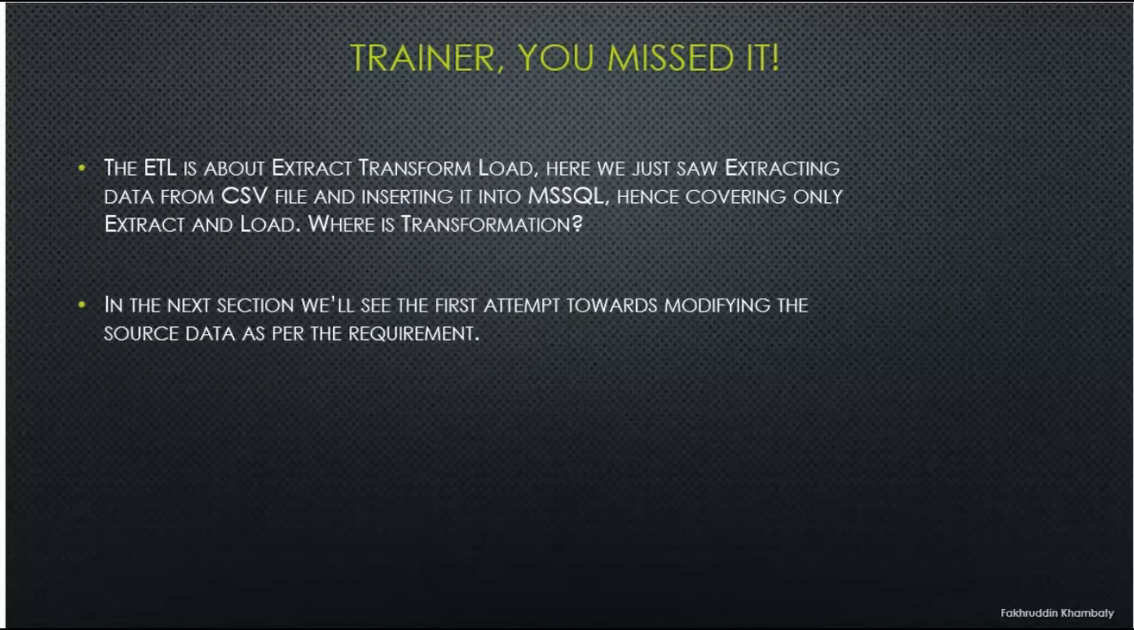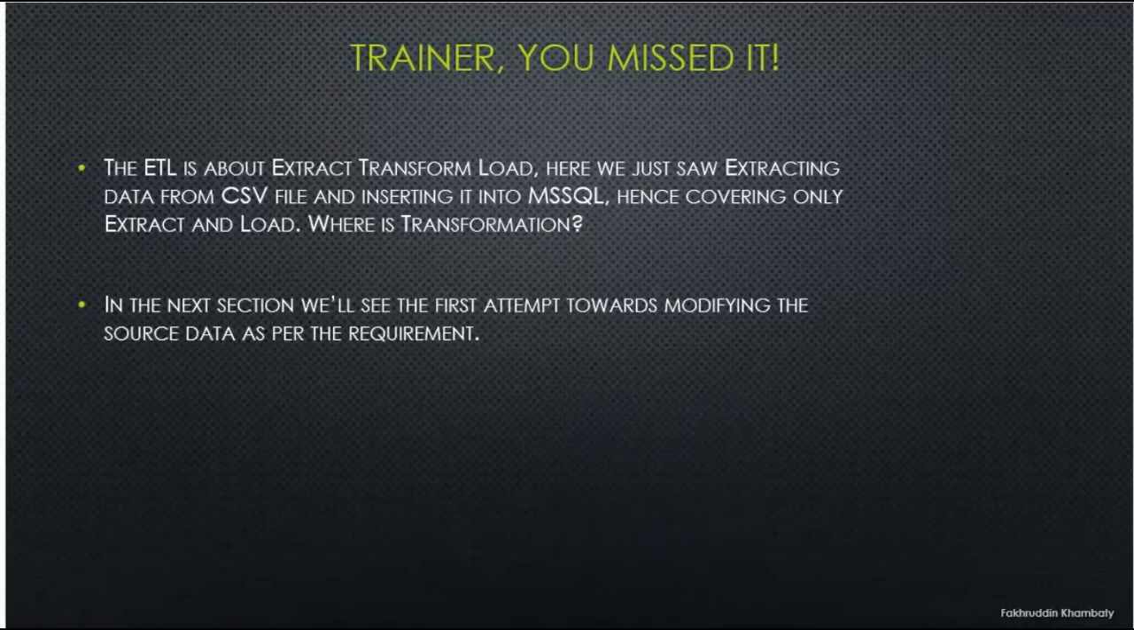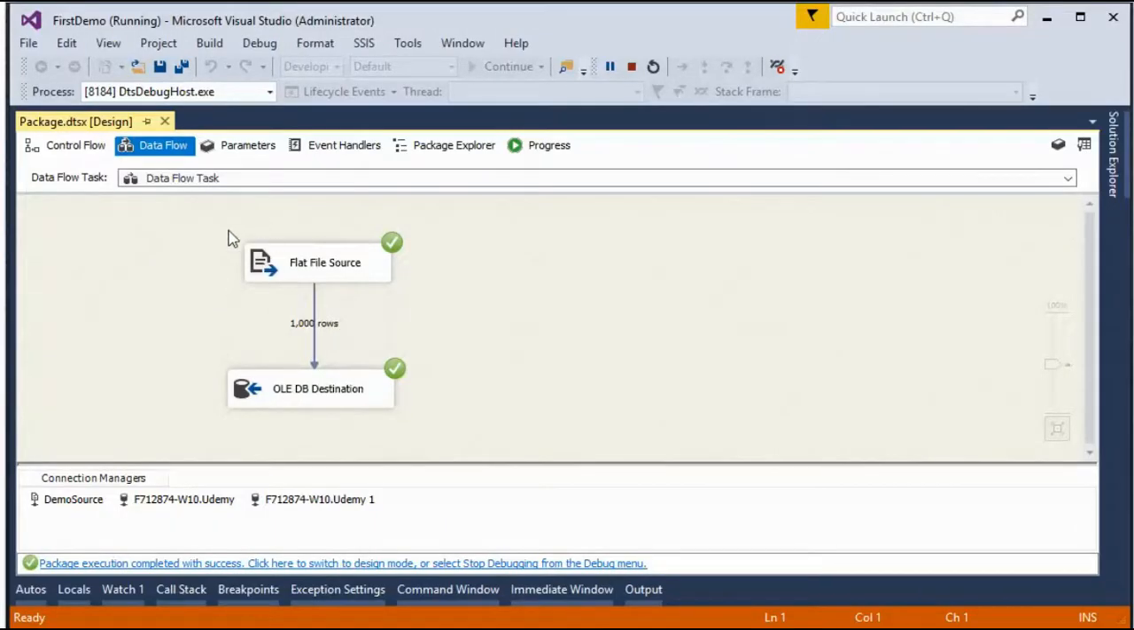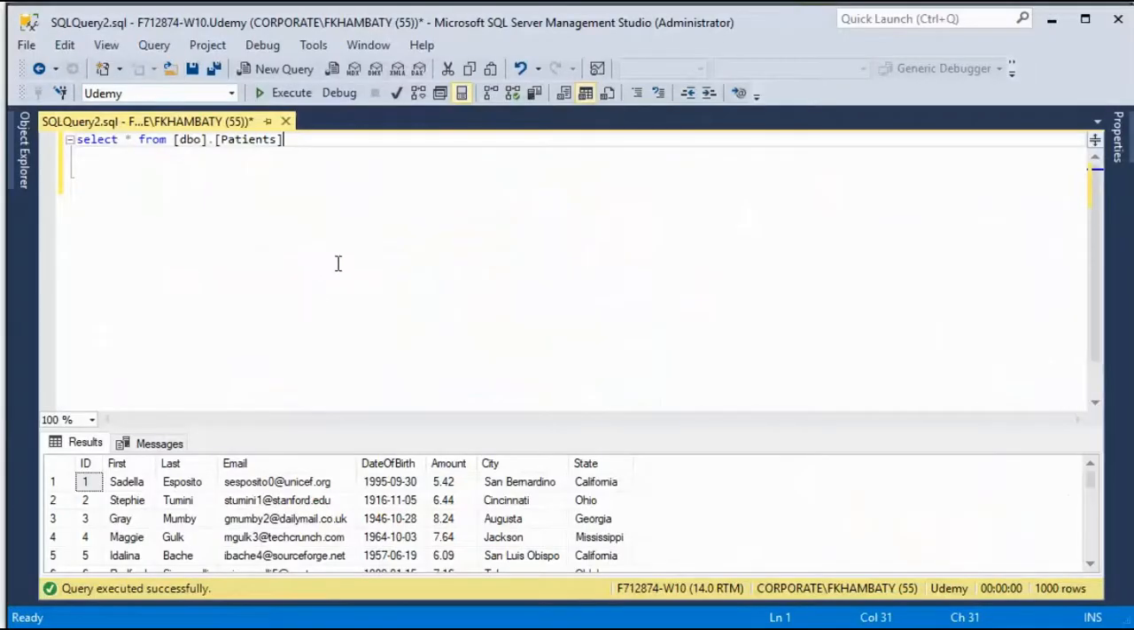But hey, trader, that's me. I missed it. What did I miss? Remember, ETL is about extract, transform, and load. But we just saw two things out here. We just saw extract from here, and then it loaded in here. So it extracted data from this file and it loaded the data in the database. Where has the transform gone?